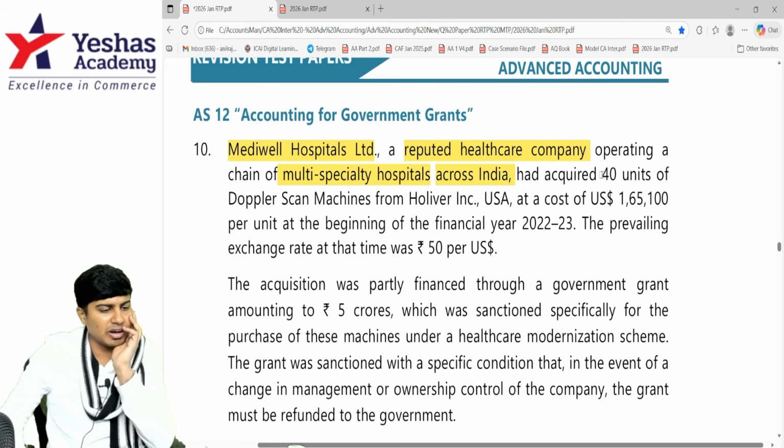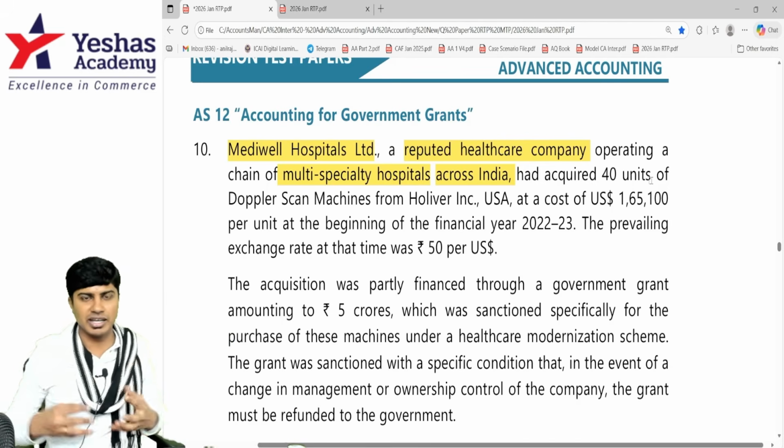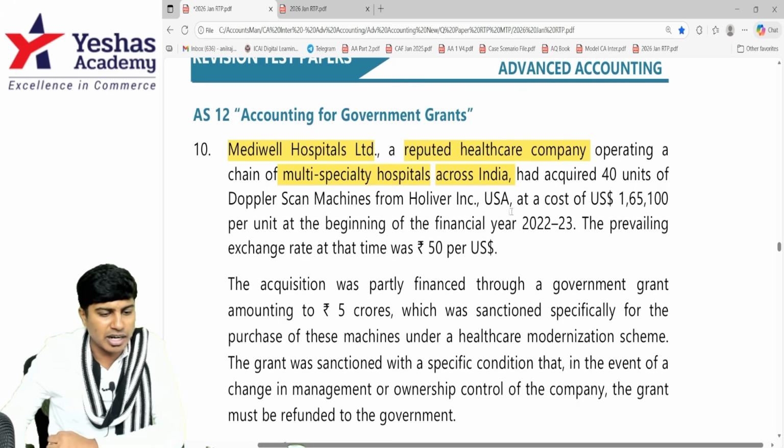Nice. It had acquired 40 units of Doppler scan machines. I don't know what scanning they will do with that machine. I'm a commerce student, but it does some scanning. Whatever is inside will be shown outside in the scanning report. And it is not there in India.